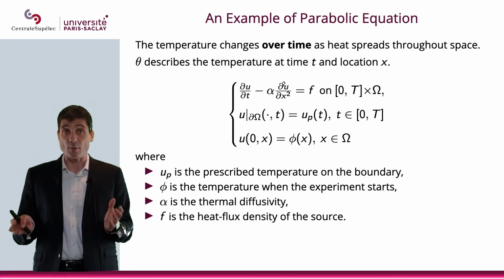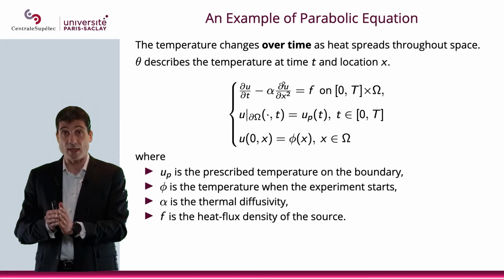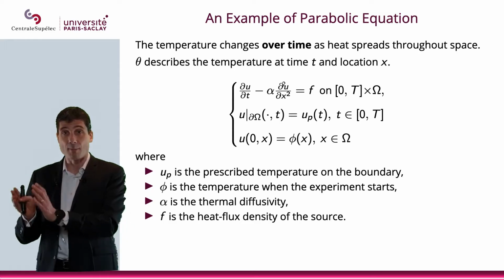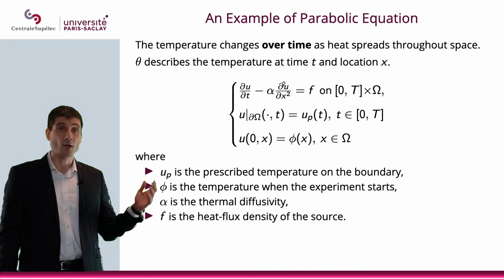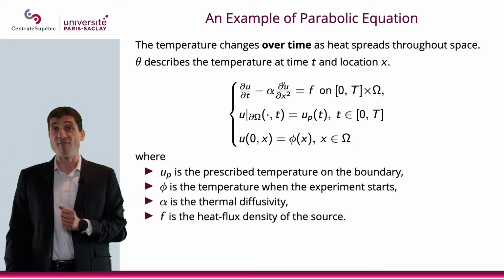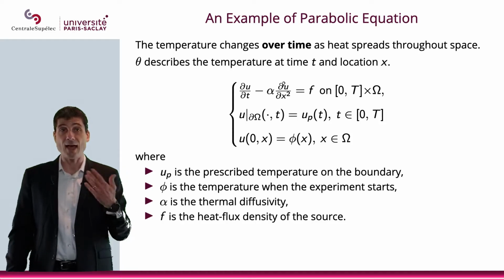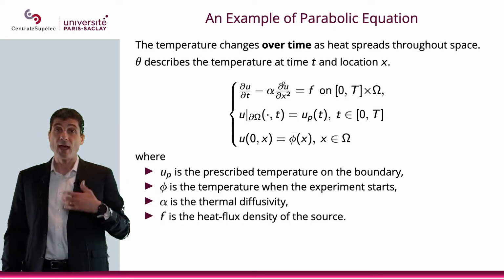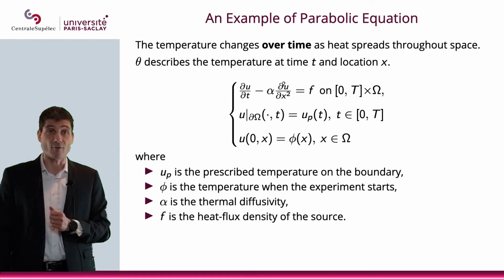And again, what we have is that the location at this point is going to be x. In other words, it's going to be a real number. So we have one dimension in space and obviously one dimension in time. So u will be a function that will take two variables, t and x. And again, we have, as we said, Dirichlet boundary conditions, and the initial conditions u(0, x) equals phi of x.